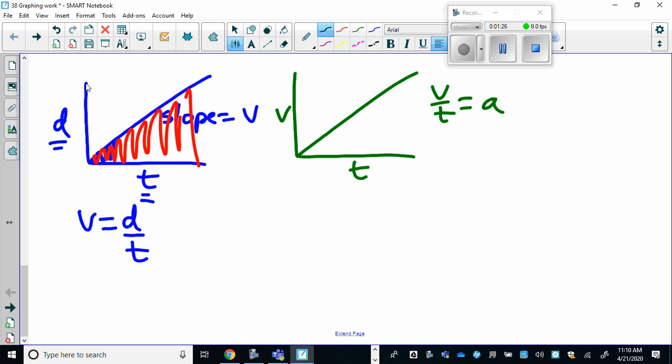What about the area under the curve? The question is, for this graph, will the area under the curve give us any information? And the answer in this case is yes, it will. It will give us displacement.